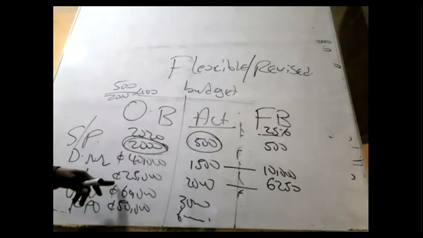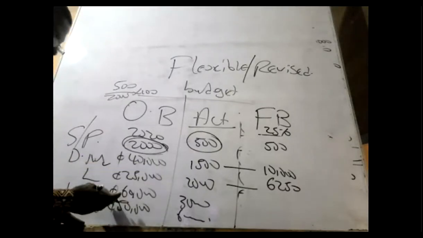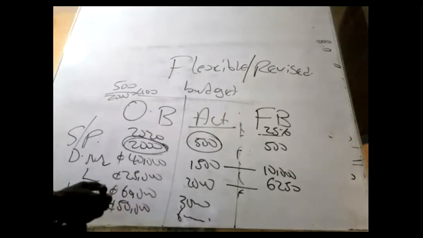Labor is right there. Let's go to variable production overhead. That will be 25% of 60,000. What do we get? 15,000. Good.